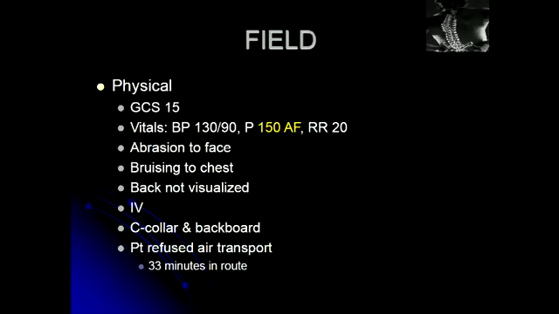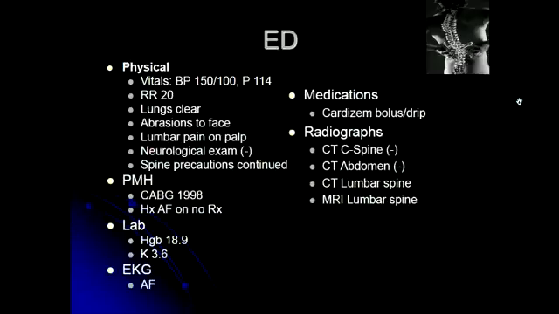He had abrasions to his face, bruising to the chest. His back was not visualized. He was placed in a C-collar and backboard and transported by typical protocol. He refused air transport, so his ground time was about 33 to 35 minutes. Upon arrival in the ER, his pulse had come down a little bit to 114.